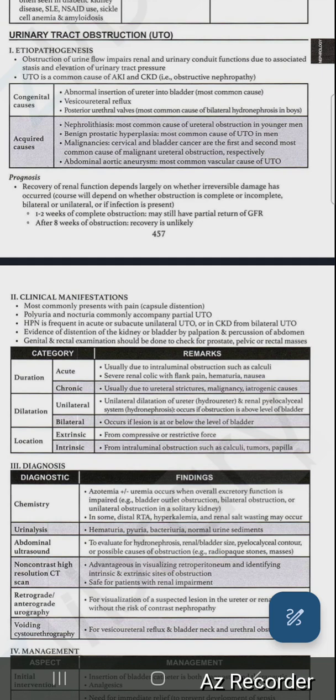Malignancies, cervical and bladder cancer, are the first and second most common cause of malignant ureteral obstruction, respectively. Abdominal aortic aneurysm is the most common vascular cause of urinary tract obstruction.